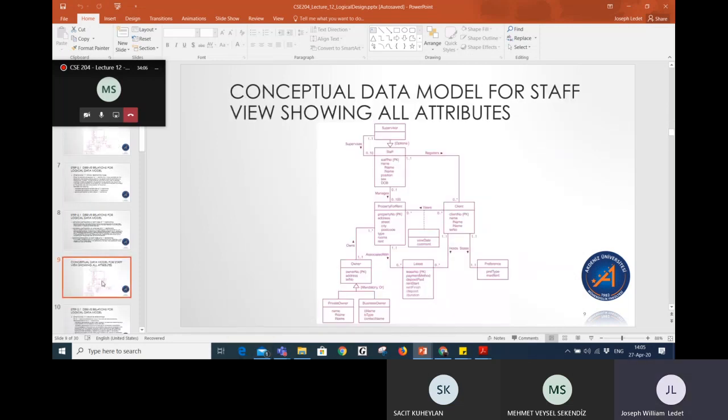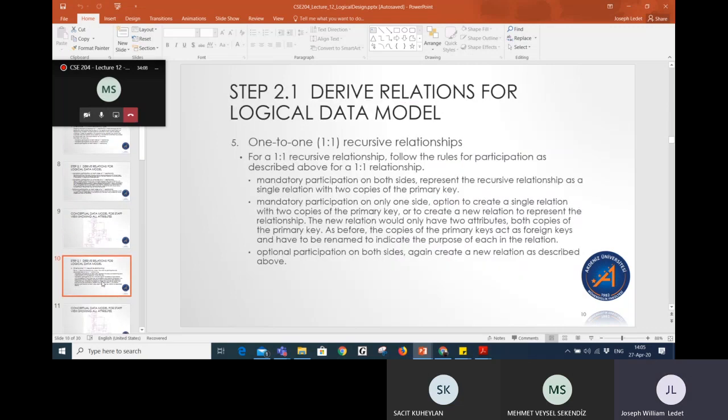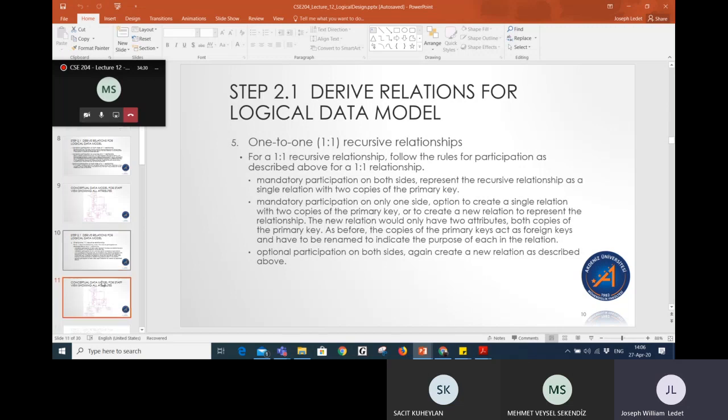So our model again. Okay. One-to-one recursive relationship. It's the same thing again as the one-to-one with normal relationships. Okay. If it's mandatory on both sides, right? You just have two copies of the primary key, one that points back to the supervisor or whatever it is. Okay.